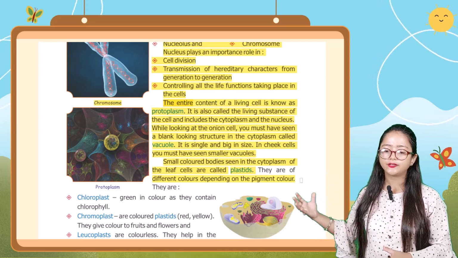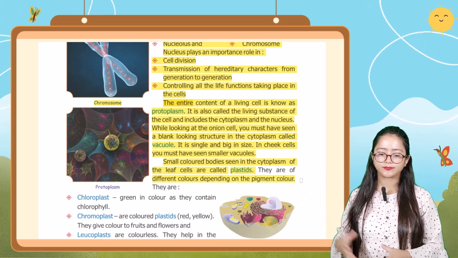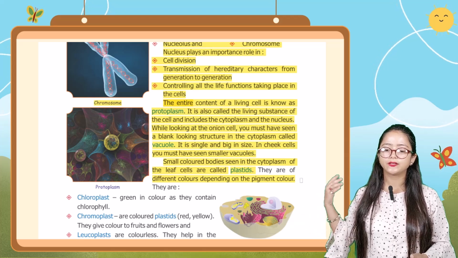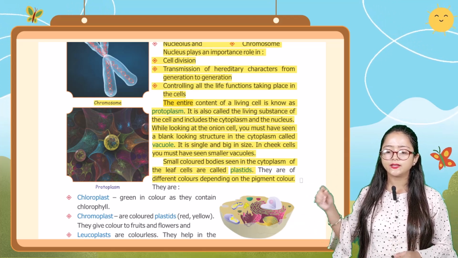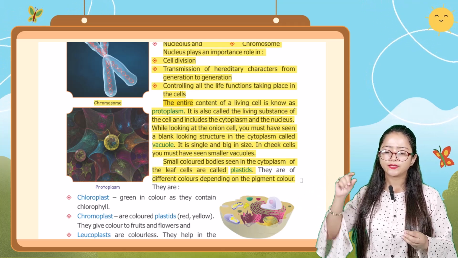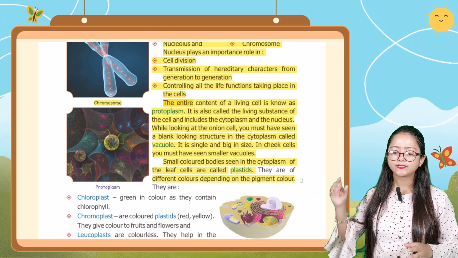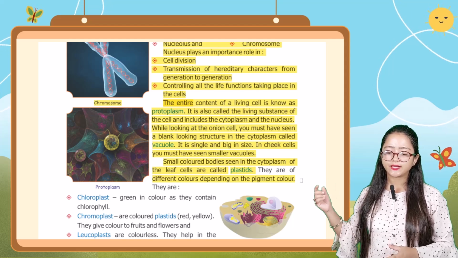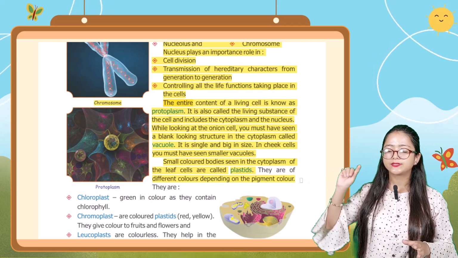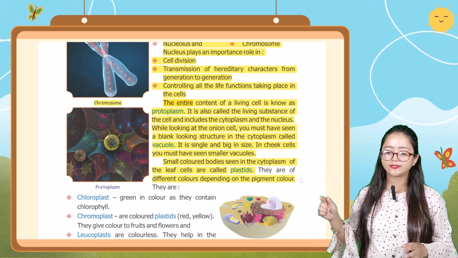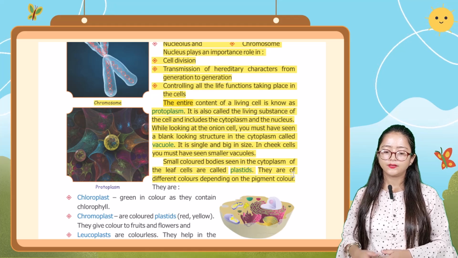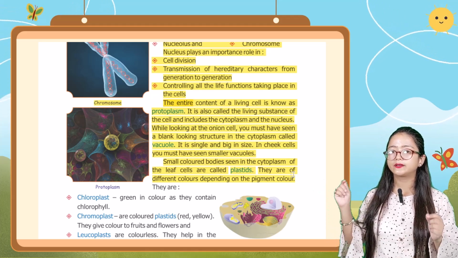The entire content of a living cell is known as protoplasm. It is also called the living substance of the cell and includes the cytoplasm and the nucleus. While looking at the onion cell, you must have seen a blank looking structure in the cytoplasm called vacuole. It is single and big in size. In cheek cells, you must have seen the smaller vacuoles. Small colored bodies seen in the cytoplasm of the leaf cells are called plastids. They are of different colors depending on the pigment color.